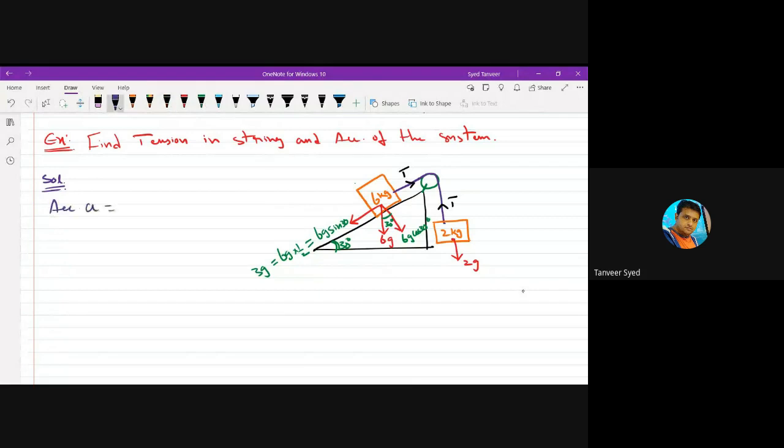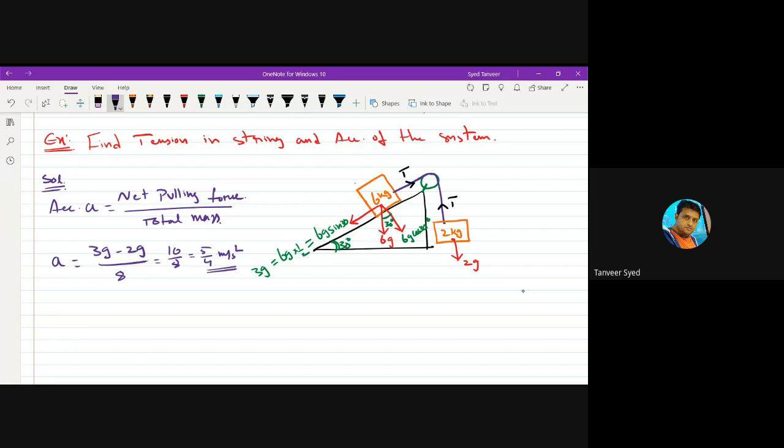Now, acceleration is net pulling force by total mass. What is the net pulling force? 3g minus 2g. Now we can say the block will be sliding down the incline because 3g is more than 2g. So net force is 3g minus 2g divided by total mass. Total mass is 6 plus 2, 8. So it is 3g minus 2g, g means 10, 10 by 8 or 5 by 4 meter per second square is the acceleration of the system.